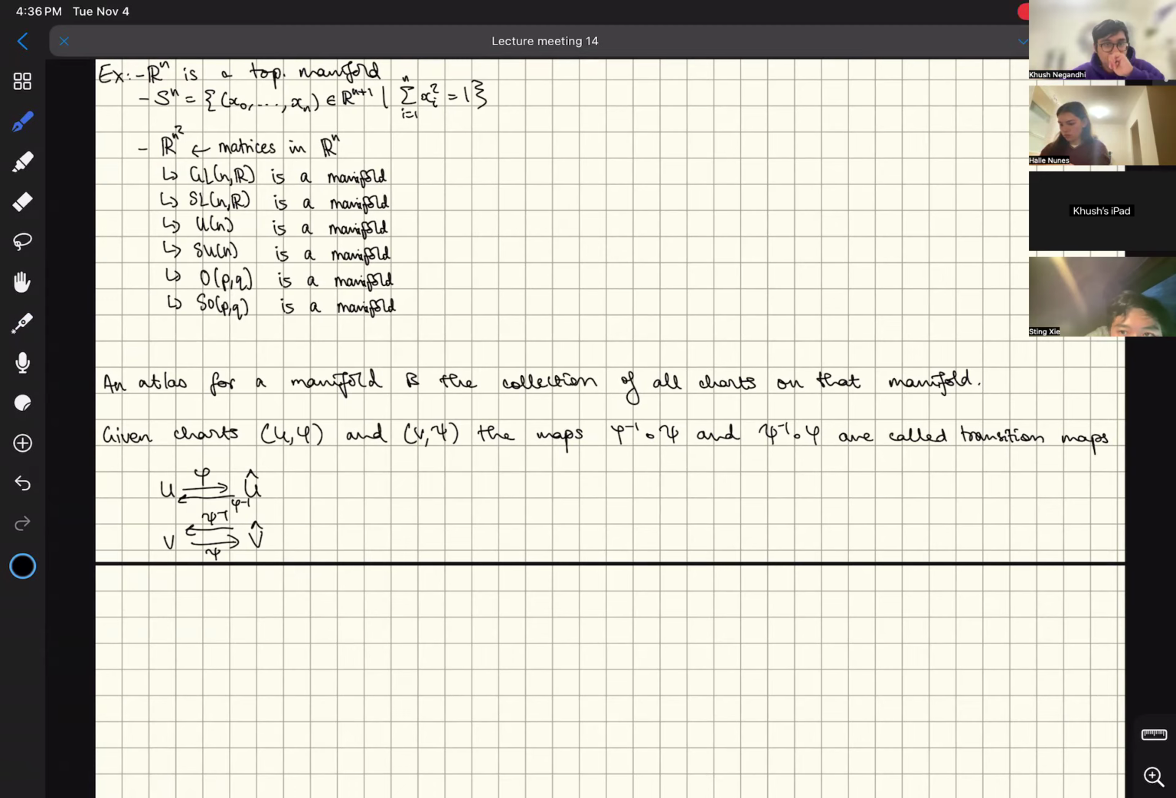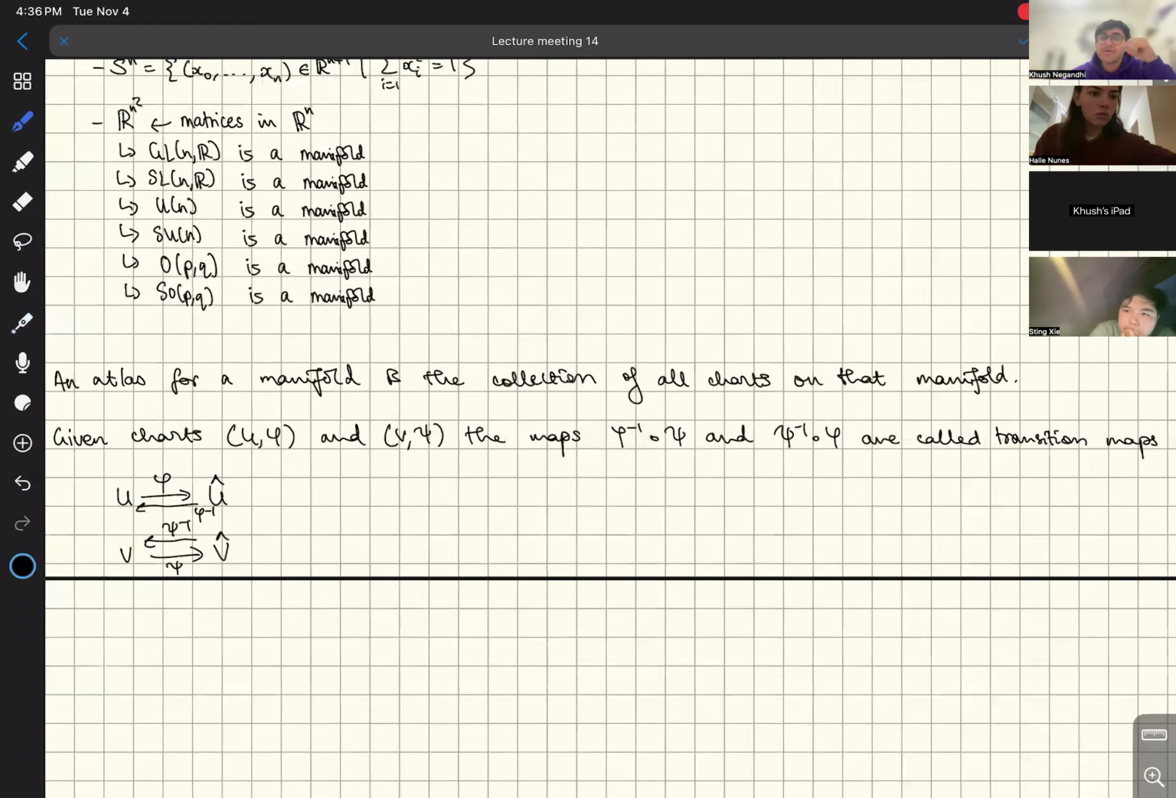Are there any questions about transition maps? Is there any question on the definition of a transition map? Okay.